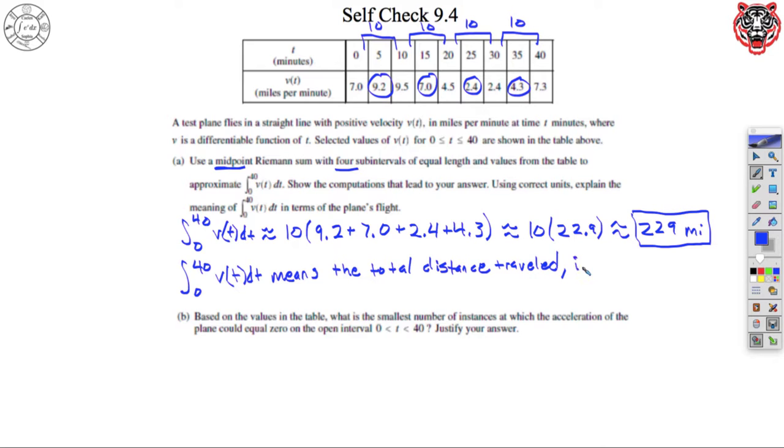And what are our units? So in miles. And then from where to where? From 0 to 40, and our units here are in minutes.